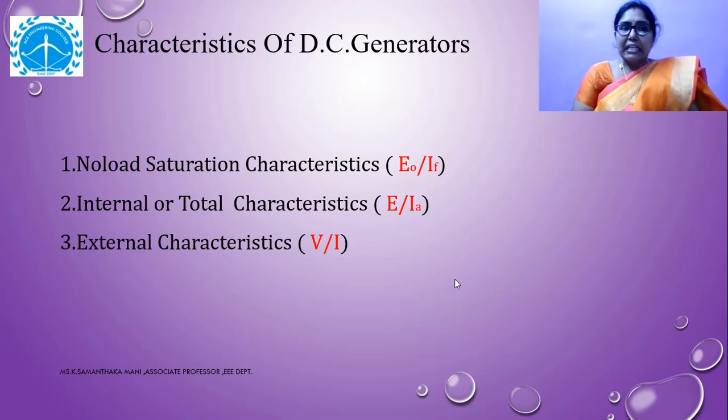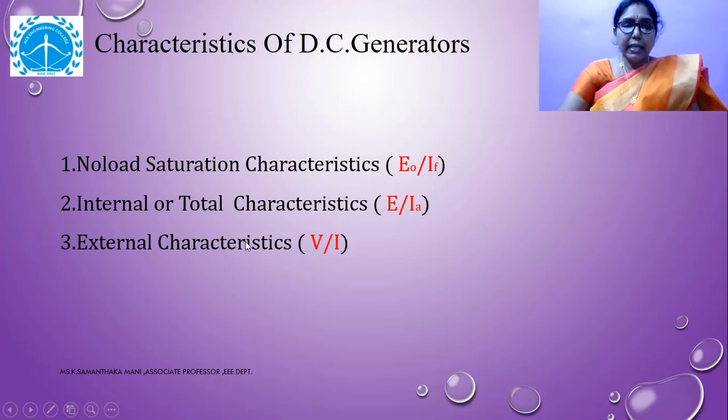Coming to the classification of characteristics of DC generators, we have mainly three categories. The first is the no load saturation characteristic curve, E naught by IF, which is drawn between E naught and IF. The next one is called the internal or total characteristics. It is drawn between the generated voltage E and the armature current IA. This terminology is very important: the naming depends on between what parameters we are drawing the characteristic curves.